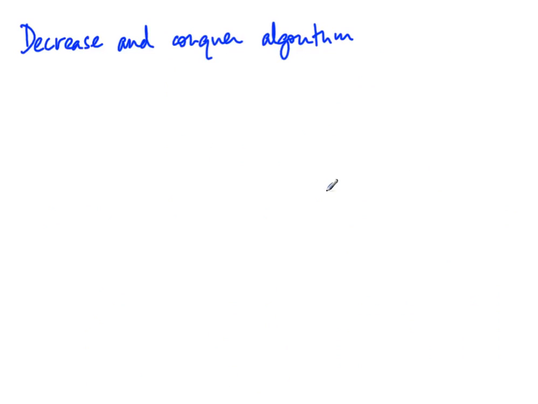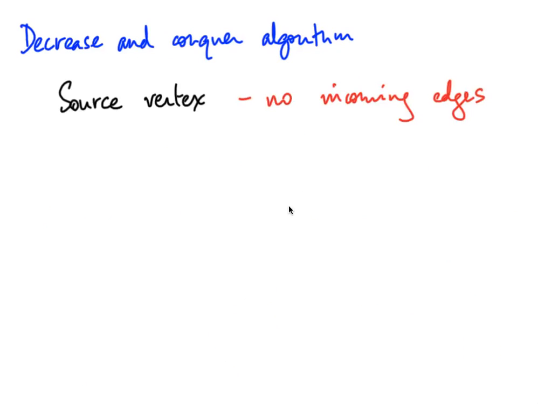So alternatively, we can come up with an algorithm which directly uses the decrease and conquer strategy. So let us say that a vertex is a source vertex if it has no incoming edges. So the claim is that every DAG has a source vertex.